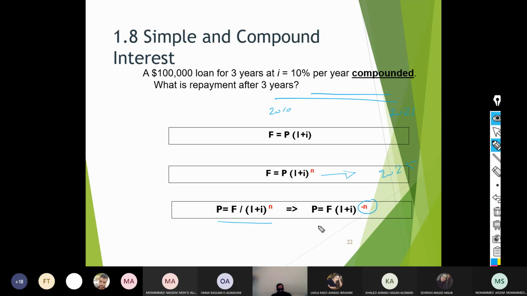Now, again, what should we focus on? What should we memorize is this. Because this is the principle of engineering economy. This is the only thing that normally, if we're not online, students will be required to memorize, because when they solve, they will not have this formula available.